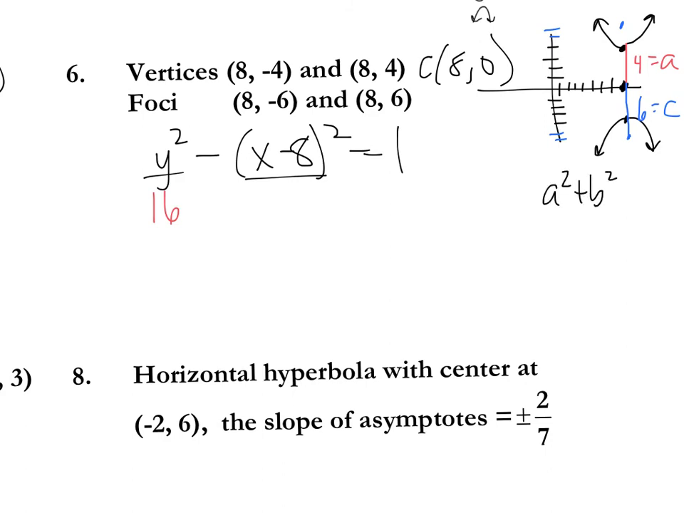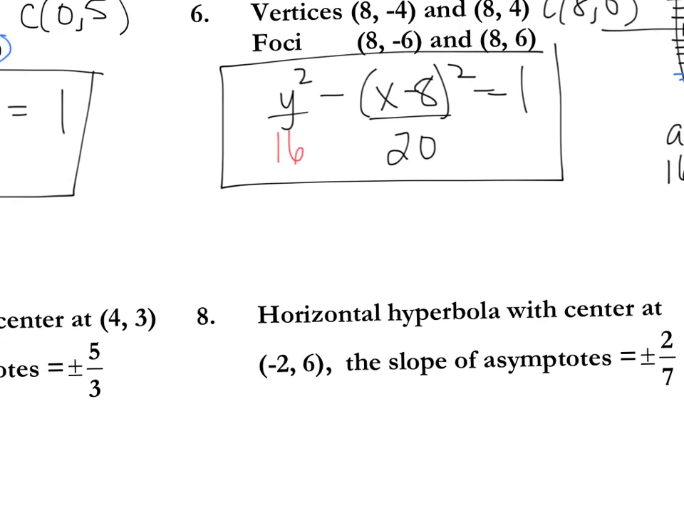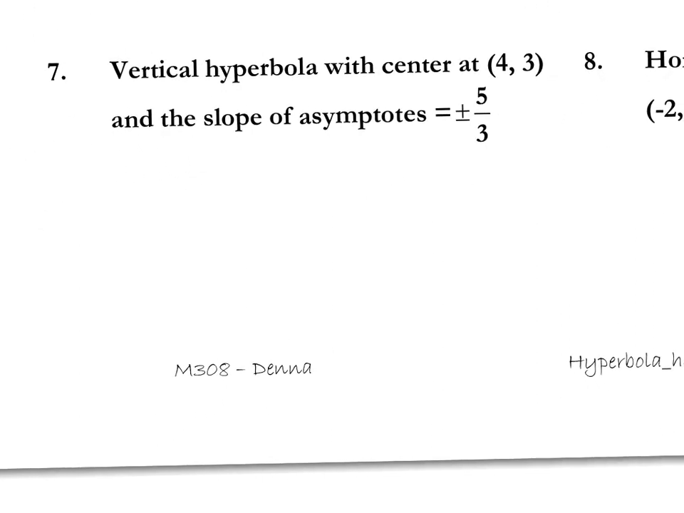So again, a squared plus b squared equals c squared. My a squared was 16. Don't know what b squared is, but the c was 6, which means c squared is 36. That means my b squared is 20. So that's what goes under the x. Okay. So pretty similar, not as tricky as ellipses. There's not really as many details or info that I can give you to write the equation for the hyperbola. The ellipses I think are the hardest ones to write the equations for.